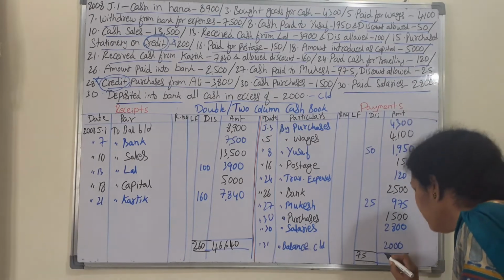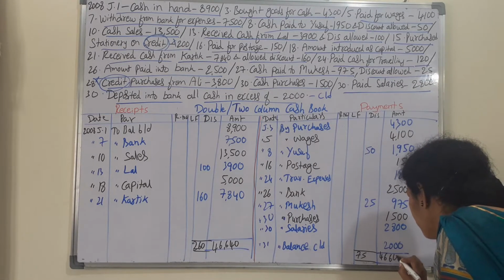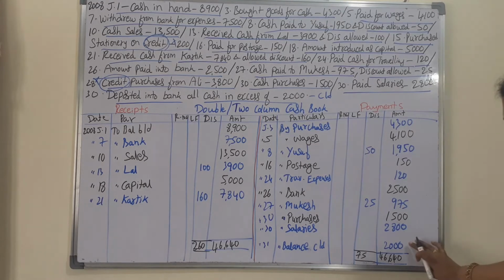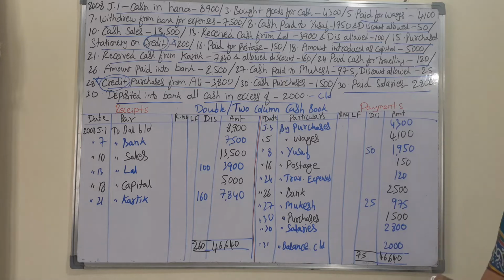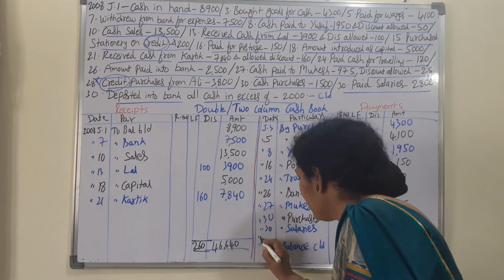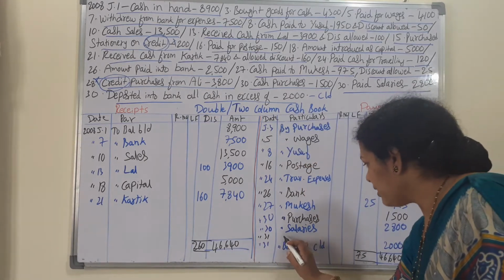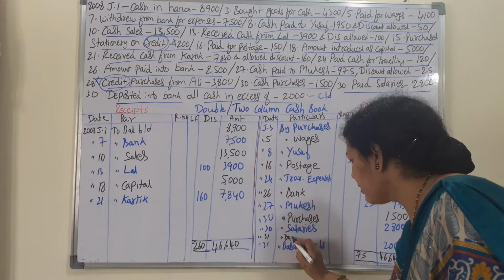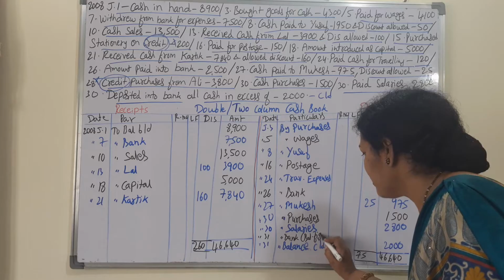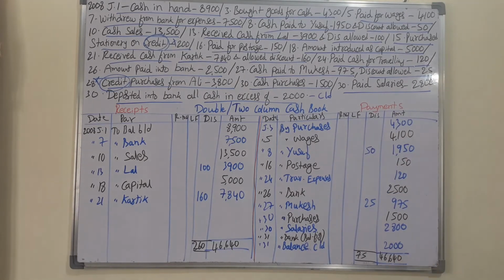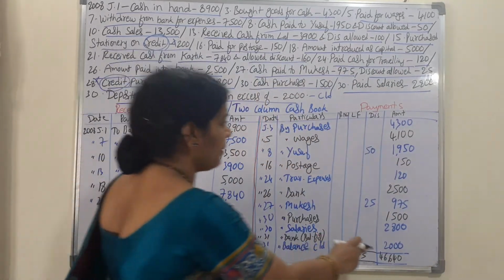We'll write the same amount here, 46,640. 2,000 we already kept as a carried on amount. Now whatever balancing figure you get, means 46,640 minus all these transactions, that balancing figure you are going to transfer into the bank at the end of the month. So I kept a gap here already. There I am writing by bank, in brackets, balancing figure. How much do I get? Let me check it out.